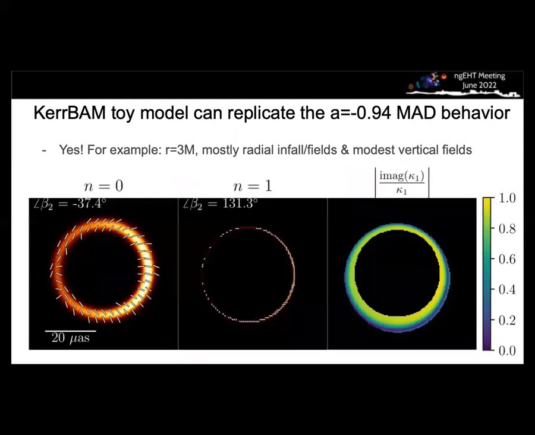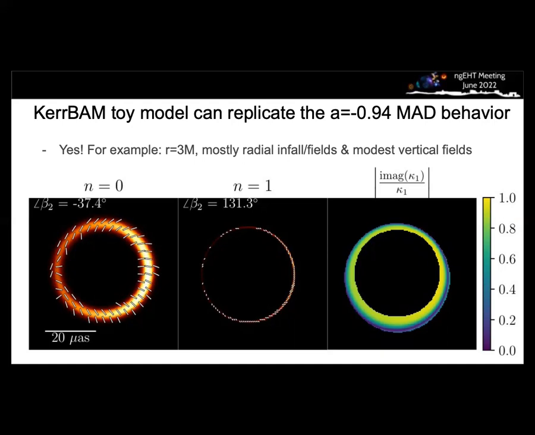So I'll end soon. The last remark I'll have is Kerbam, which is this model fitting code I've been working on, has essentially gives you full access to all of these quantities, and it's nice and optically thin and equatorial. And so you might ask, can we replicate the retrograde high spin MAD behavior, where it's not a complex conjugation of beta 2, it's a negation of beta 2? How do we produce this? And it turns out it's very, very easy.